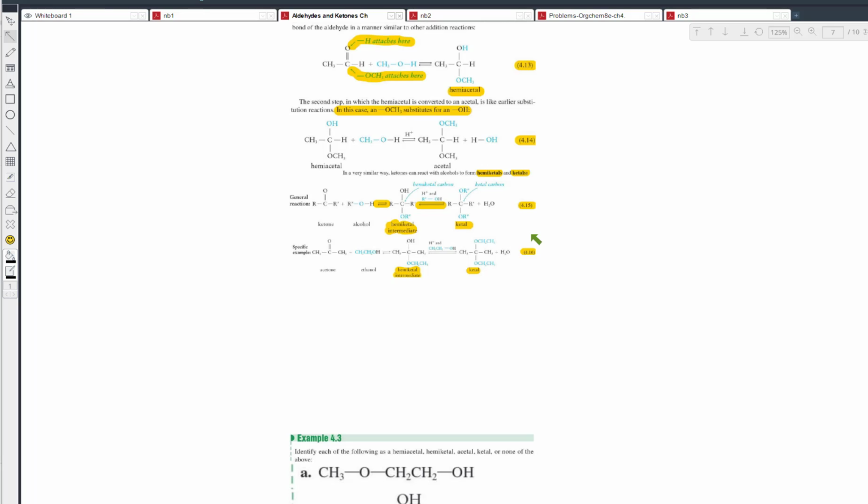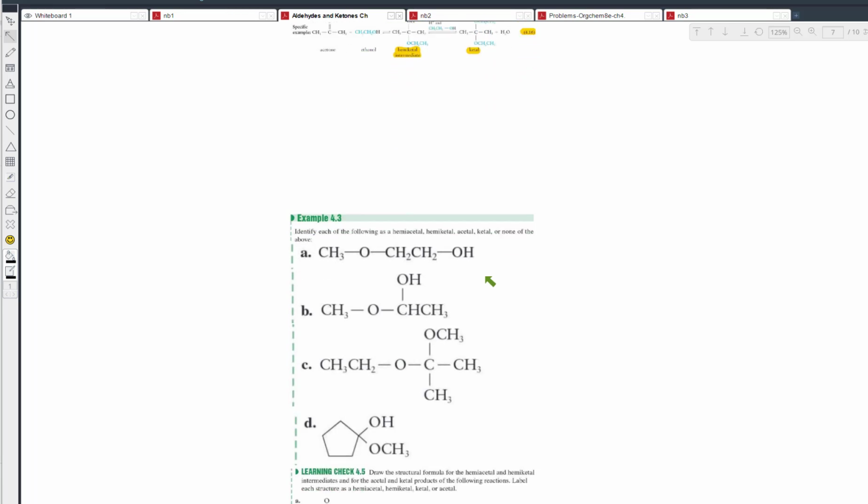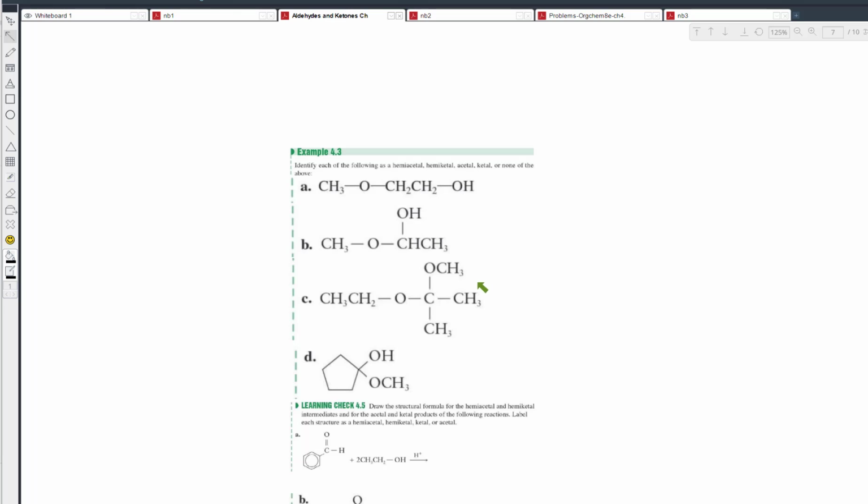For ketone, we just say ketals. The double bond is breaking, OH and OR come here. This is called hemiketal because you are getting it from a ketone. Another molecule you add, OR will come here, the OH will go with the hydrogen, and you will get this ketal. Now let's try this.